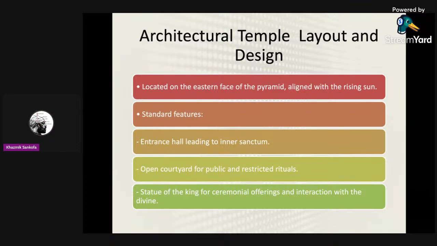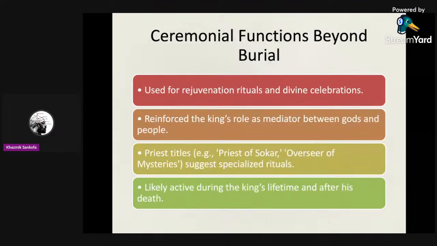It has an entrance hall that leads to the inner sanctum. There's an open courtyard for public and restricted rituals. And then there's a statue of the king. It was used for rejuvenation rituals and divine celebrations. It reinforced the king's role as a mediator between the gods and the people.